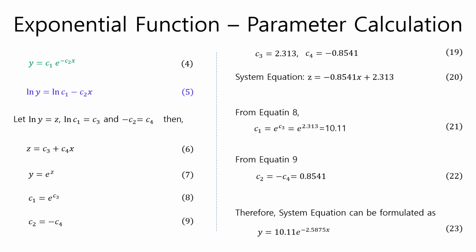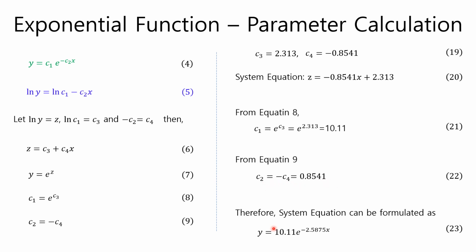C3 and C4 were obtained as in equation 19, and from this, the linear system function was obtained as in equation 20. From C3 and C4 in equation 19, C1 and C2 in equation 4 can be obtained. By substituting C3 into equation 8, C1 can be calculated as equation 21. Next, by substituting C4 into equation 9, C2 can be calculated as in equation 22.